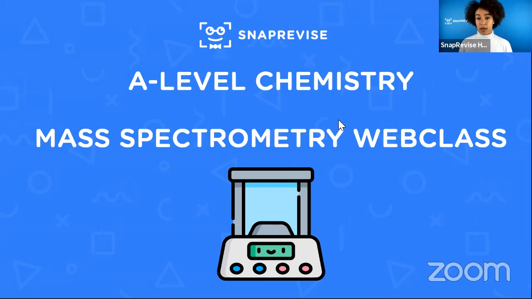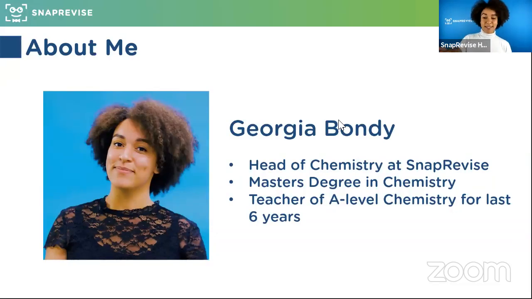So this is going to be a class on Mass Spectrometry, which is a year 12 module. This is the thing where I tell you about myself. My name is Georgia. I'm head of chemistry here at SnapRevise, and I did an integrated bachelor's and master's in natural sciences, which is the degree that I always say you pick when you can't make decisions, because you get to do lots of bits and bobs with the sciences, but I mainly specialized in chemistry. I've been teaching and tutoring A-level chemistry for about 6 years now, so lots and lots of time to get used to all of the different syllabuses. Hopefully I'll be able to help you lots.